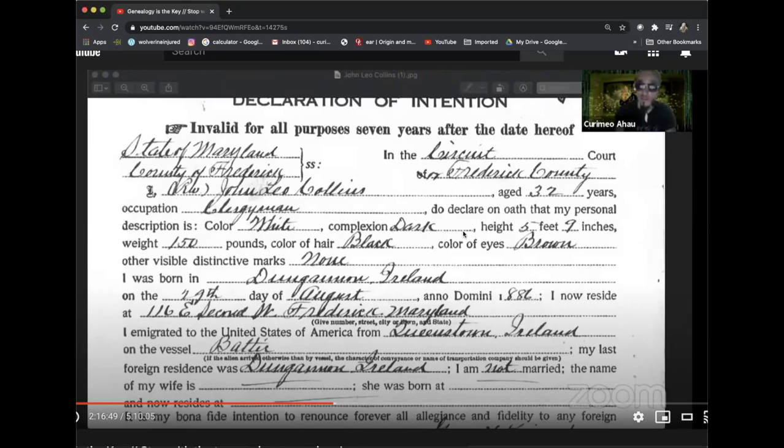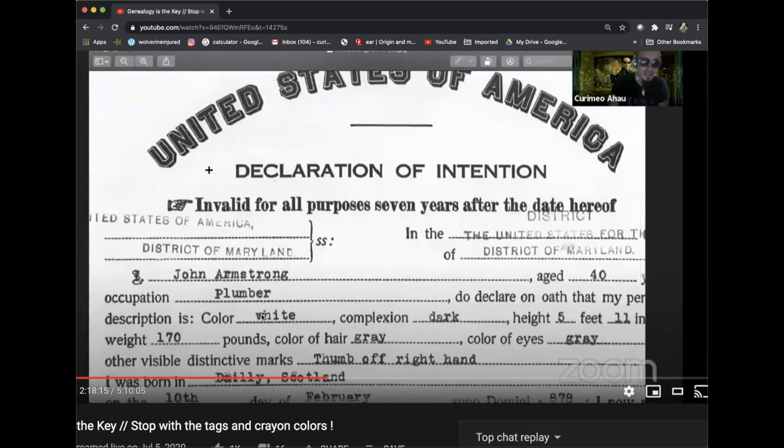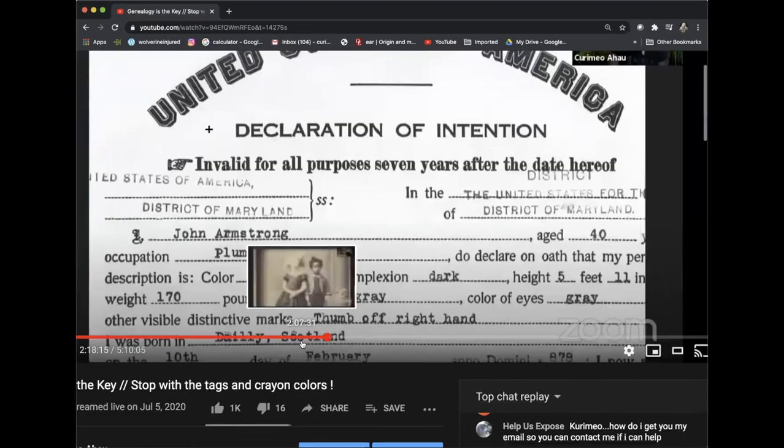Dark, even though he's being called white. What does that mean? See, is that status they don't mean? Why would they have two different things? Why would they have color white, complexion dark? Does that make sense? And here we just have another example in the same video. This person is John Armstrong. He's age 40. Description is color white, complexion dark. Another one, right? Again, I showed 7 of these in this video. And he's from Scotland, born in Scotland.